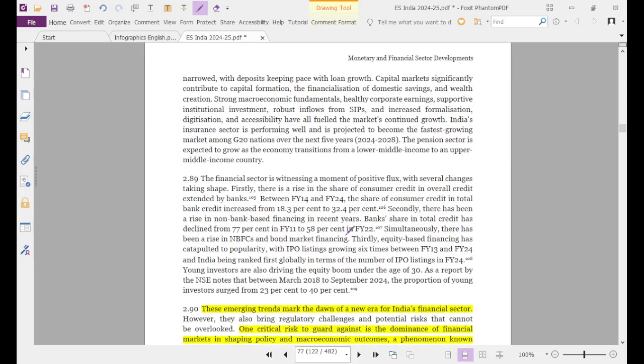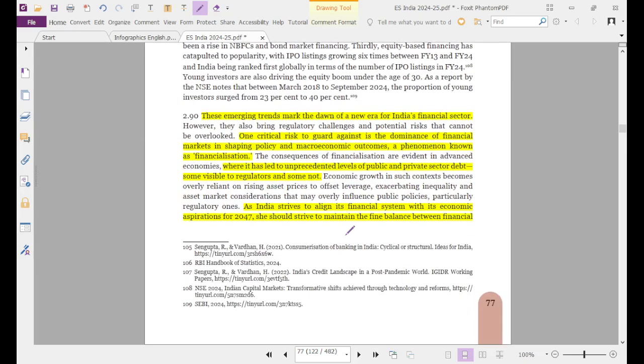There are some keywords picked up from here, and they're very good keywords and sentences. These emerging trends mark the dawn of a new era of the Indian financial sector. See, always be very hopeful and add optimism to your answers. One critical risk that guards against the dominance of financial markets is shaping policy and macroeconomic outcomes. Use these keywords: macroeconomic, microeconomic, financialization. There is a word this year, financialization, a key term that is being introduced.